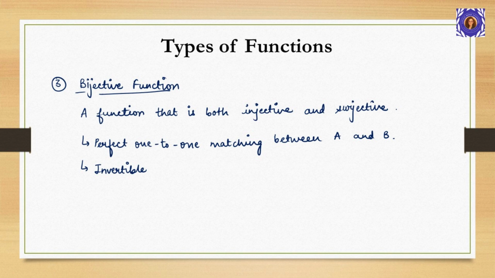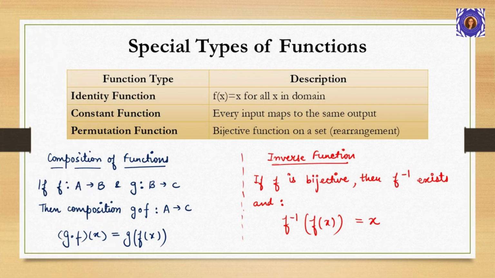A classic example is f(x) equals 2x from the set of integers to the set of even integers. Every integer maps to a unique even integer, injective, and every even integer is the image of exactly one integer, surjective. Let me briefly introduce 3 other important types.